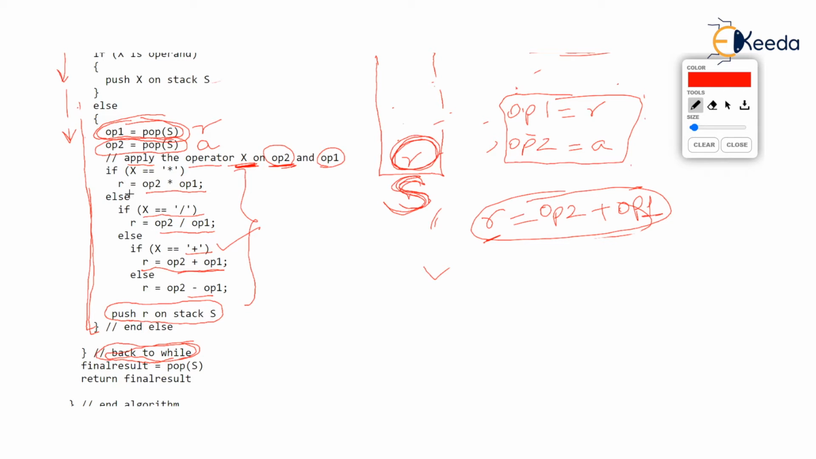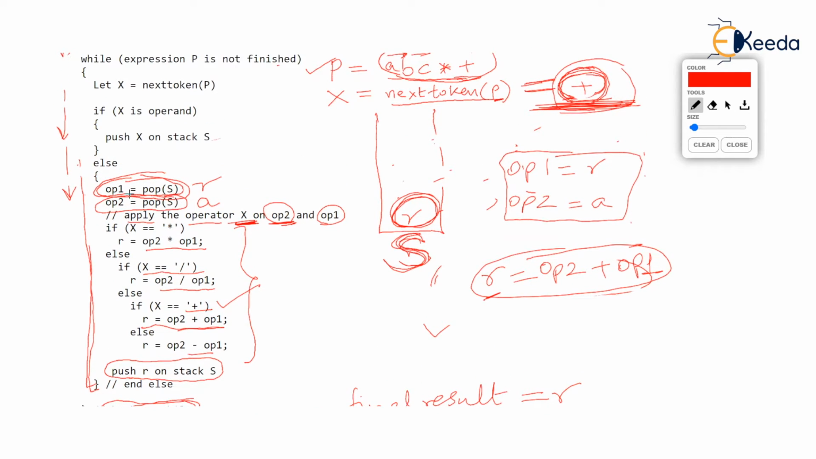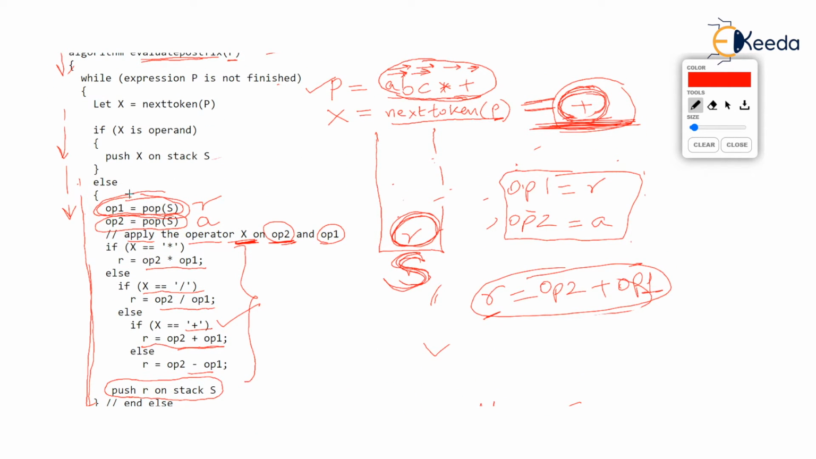So after the while loop, it is a good idea to execute one more pop. So final result is equal to pop S. If we execute pop, final result will be R, and we return this final result back from where this function or algorithm was called. So as easy as it is, isn't it? This is how the postfix is evaluated. Have you observed one thing again? To evaluate the postfix expression, we scanned the expression from left to right only once, isn't it?